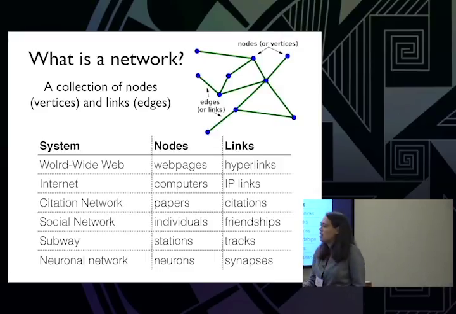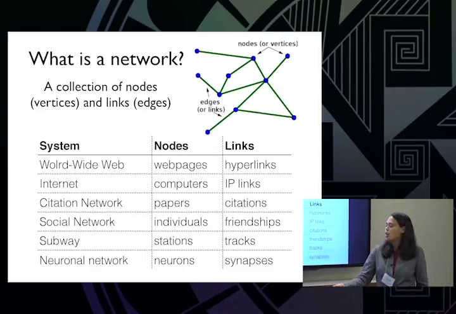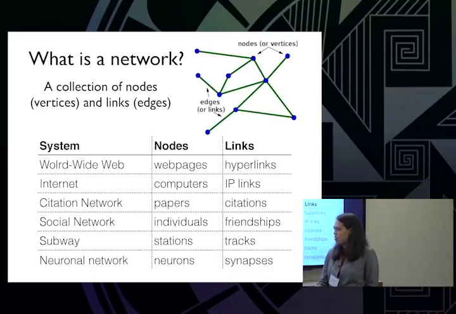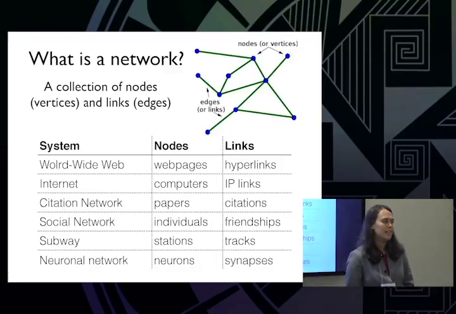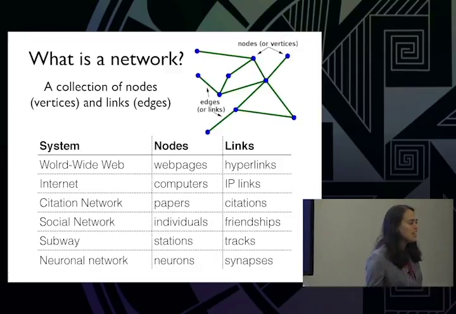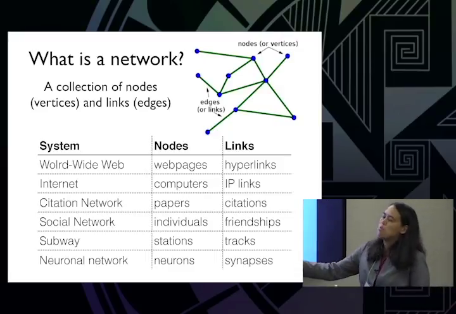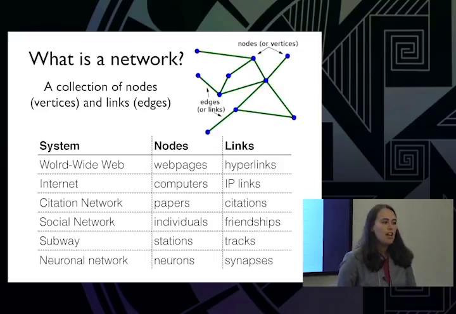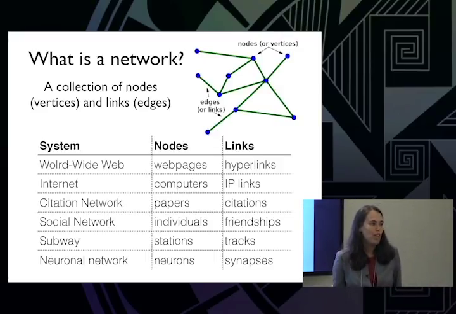There are transportation networks, such as the subway or the metro, where the nodes are stations and the links are tracks. Biological networks, the example I showed you earlier was the neuronal network, where the nodes are neurons and the links are synapses. So there's lots of different kinds of data that we can learn a lot from if we represent it this way as a network. But the first thing we need to do is define, well, what are our nodes and what are our links?